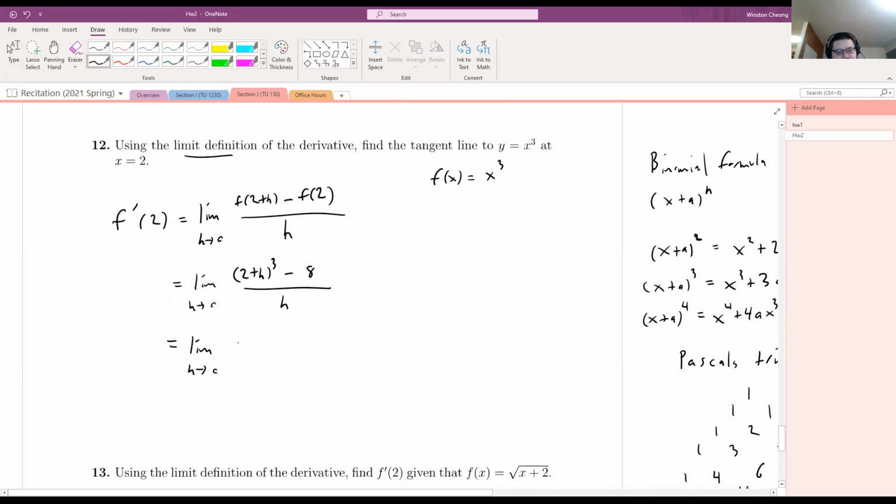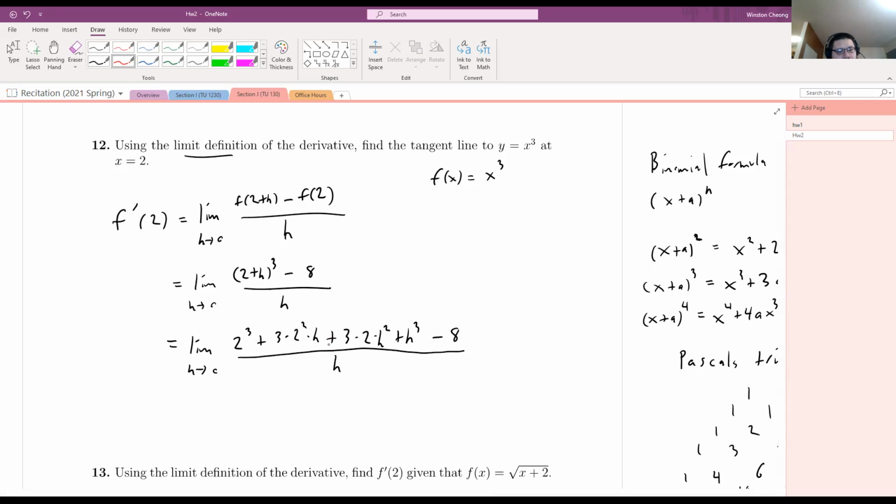So I'm going to raise 2 plus h to the third power. I remember Pascal's triangle, so we have 3 as the leading coefficient, and then we have 2 squared times h, the next one. Basically, I'm recalling that for the third power the coefficients are 1, 3, 3, 1. It's a very common thing. Then 3 times 2 times h squared plus h cubed. These 4 terms are the expansion of 2 plus h quantity cubed. Then we tack on the minus 8 at the end. And then lastly, divide by h.